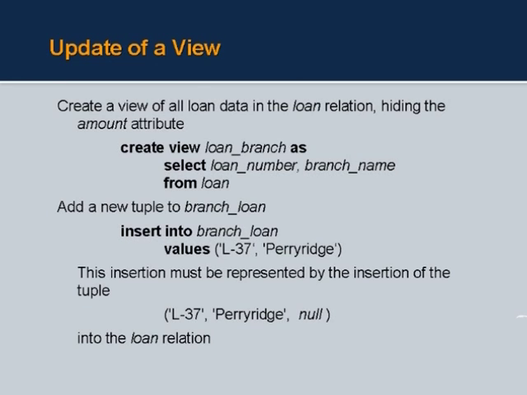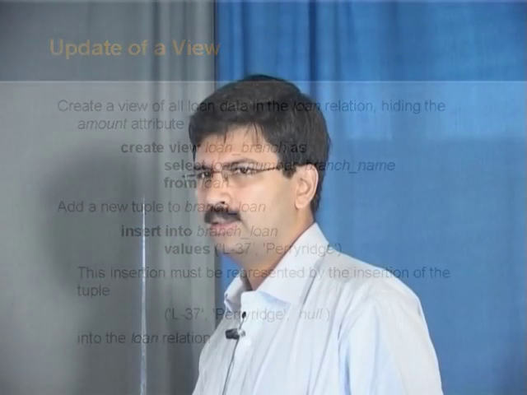It's actually a very simple view. It just takes loan and projects out only loan number and branch name. So what is not shown? What is not there in the select clause here? For loan, it is amount. So loan amount is not available. So this is a view you might make available to somebody. How do you make views available? We'll see later, there's a grant thing.